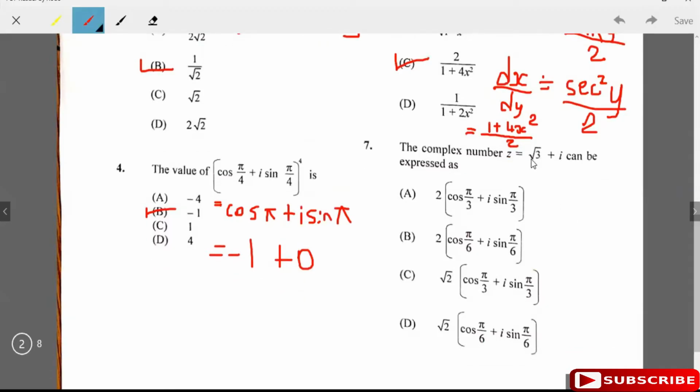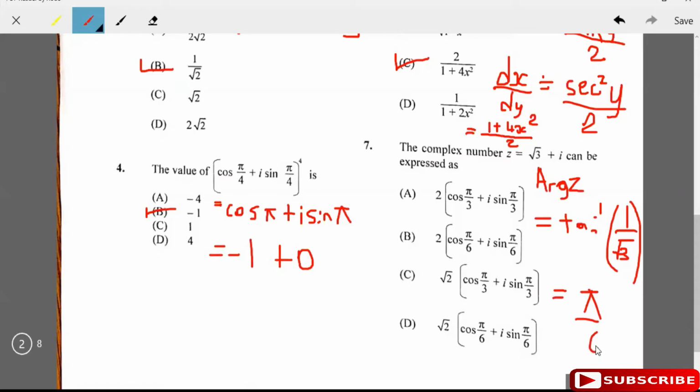Question 7. So all you need to do is find the argument of z. And the argument of z is tan inverse of 1 over root 3. What's tan inverse of 1 over root 3? The argument is pi by 6, which is 30 degrees. Pi by 6. So it is option B.